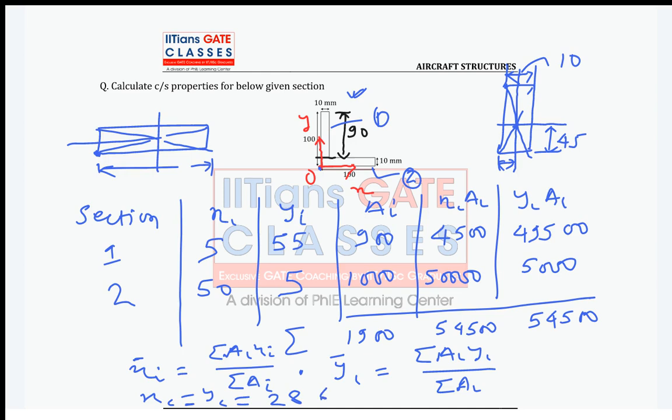Clear everybody? Is it clear? This centroid calculation is clear? Okay. Everybody, is it clear? It's not that tough. I have taken a very simple L section.